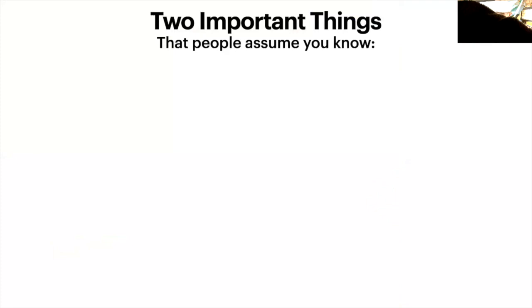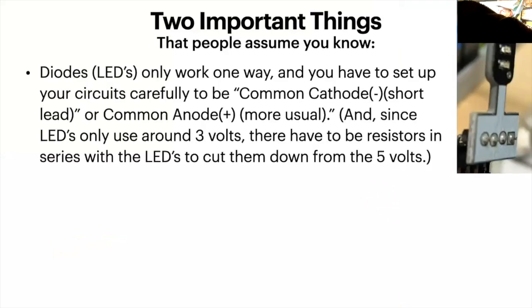What I found in reading these books is there are 2 important things that people assume you know that it took me a while to make sure I was correct about. One is that LEDs only work one way. They have a positive and negative side, sometimes called a cathode for negative and anode for the positive. And since the LEDs only use around 3 volts, there have to be resistors in series with the LEDs to cut them down from the more typical 5-volt power supplies or electronic circuits.